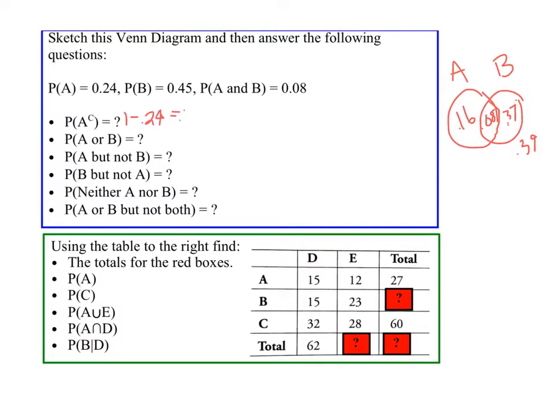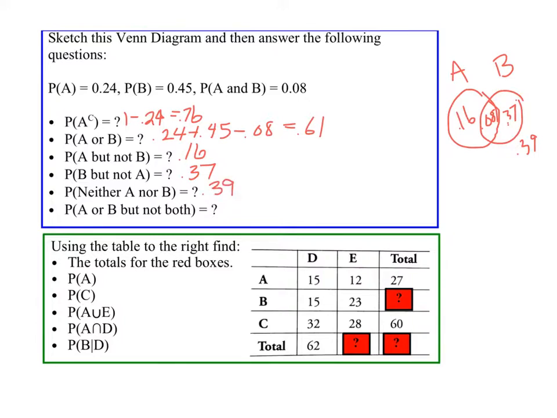It is 0.76. The probability of A or B, so we simply add up these three pieces, or you could add these two up and subtract off the intersection with that new addition rule, right? 0.24 plus 0.45 minus 0.08 is 0.61. The probability of A but not B, we can use the Venn diagram to see that's 0.16. Probability of B but not A, use the Venn diagram again, 0.37.